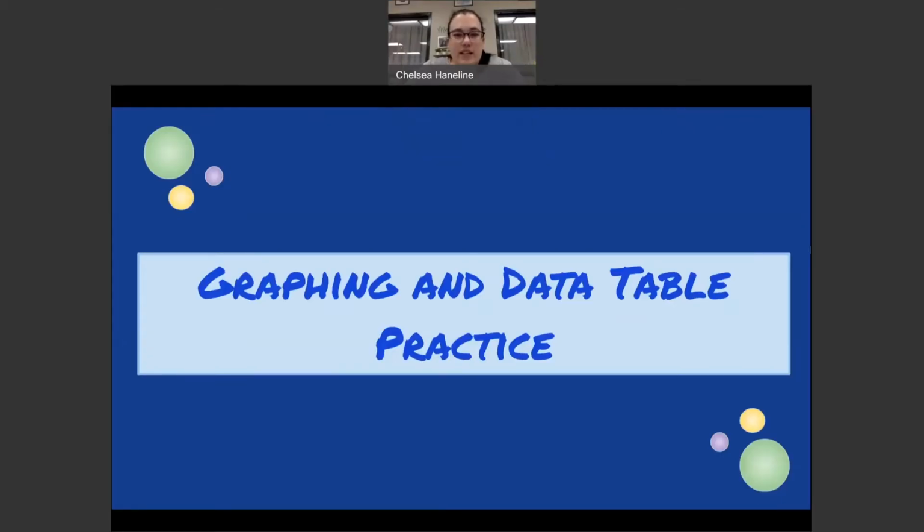So this is the graphing and data table practice workshop. And I know that this is something that I usually see students struggling with, to remember exactly how to make graphs, which one's the x-axis, which one's the y-axis. How do I make it on the computer? Most of us can draw it, but making it on the computer is another thing.